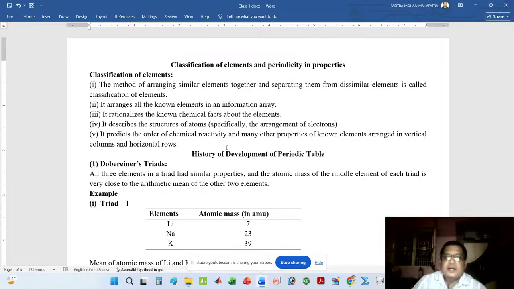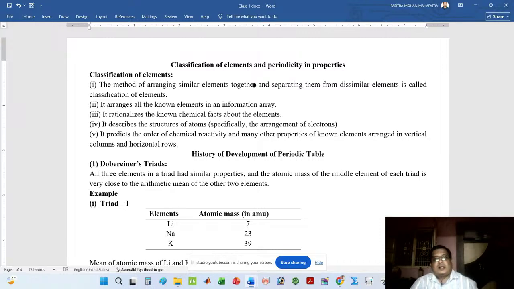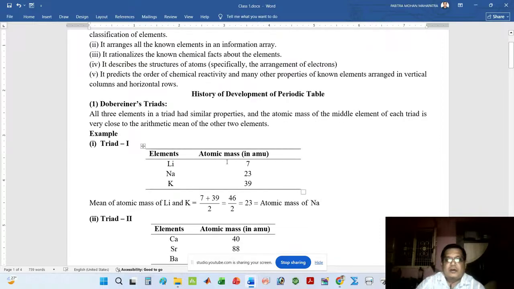Hello everyone. In the previous class, we discussed the classification of elements and periodicity in properties. At first, I discussed the classification of elements. Then I covered the history of the development of the periodic table. At first, I covered the Dobereiner triads.